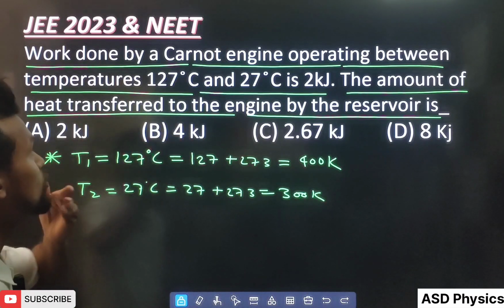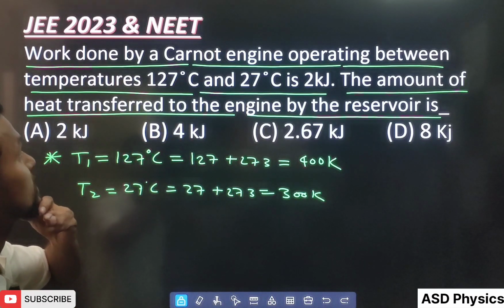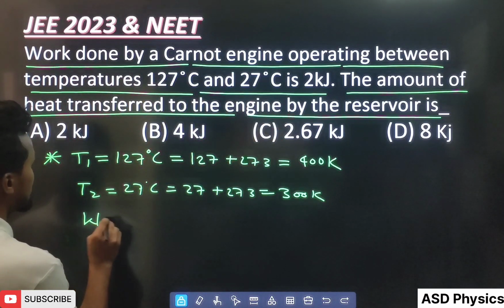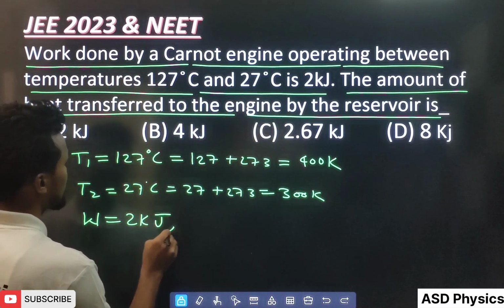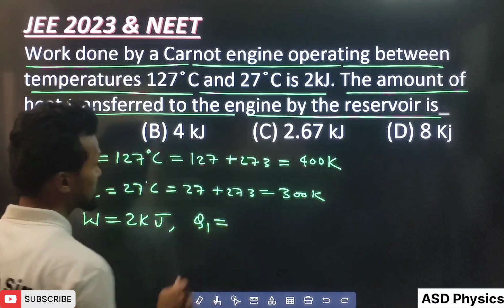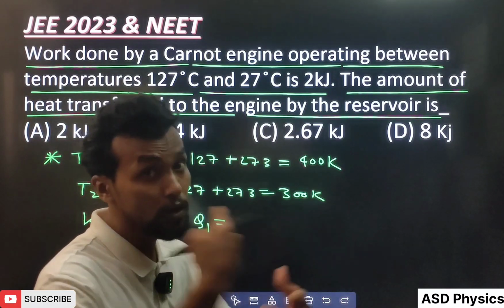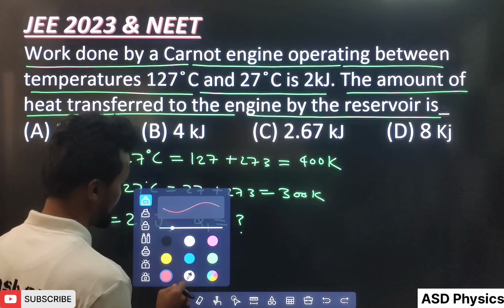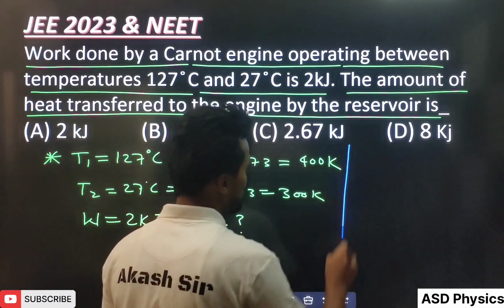Okay, the amount of heat transferred to the engine, how much, and work done how much is given? 2 kilojoule. Okay, so work done is given as 2 kilojoule, and they are asking how much heat is supplied to the engine from the hot reservoir. That means the Q1 value we have to calculate. This is there. Okay.